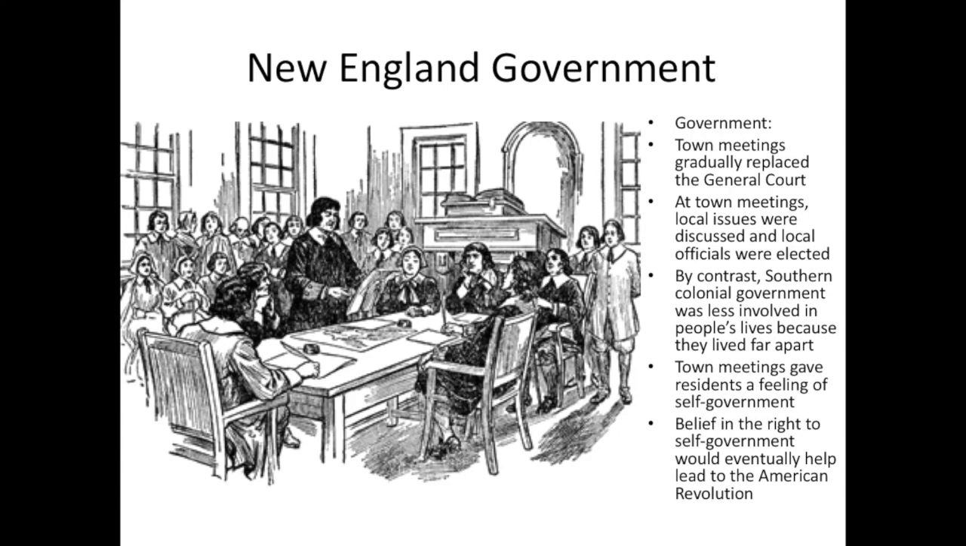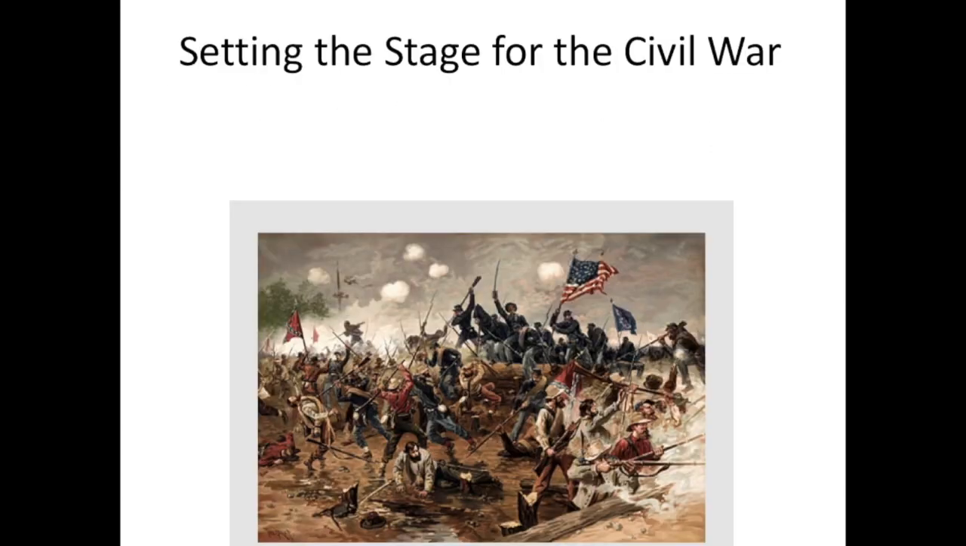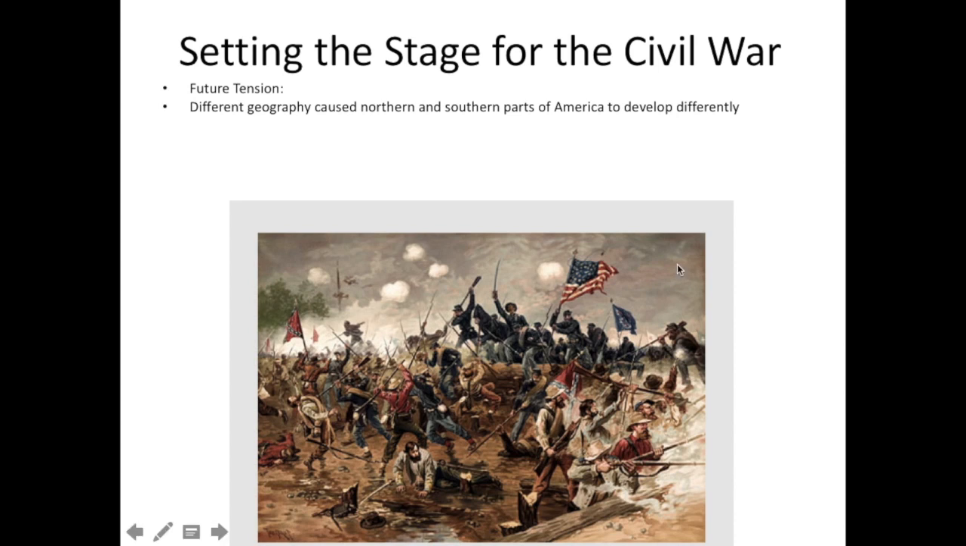Let me also now plant some seeds for the Civil War because that will be the major focal point of this class going forward. So here you see a depiction of the Civil War. Why am I showing that in Unit 1? Well, again, you're already planting the seeds or setting the stage for the Civil War even during the colonial period. So one reason that the Civil War is going to happen is because the geography of the northern and southern parts of the American colonies is very different.